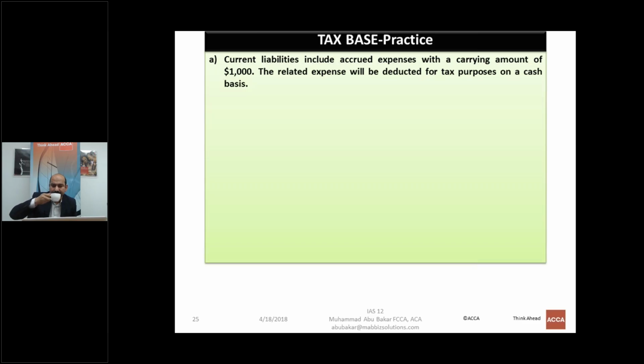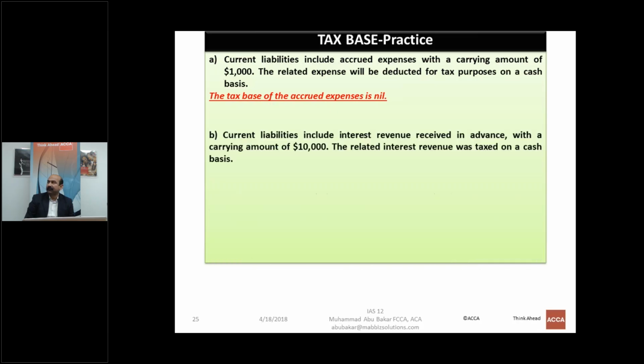Most of the people are saying 0. Very right. So its tax base is 0, and the carrying amount is 1,000. Please apply that rule of thumb, so you will reach this amount.